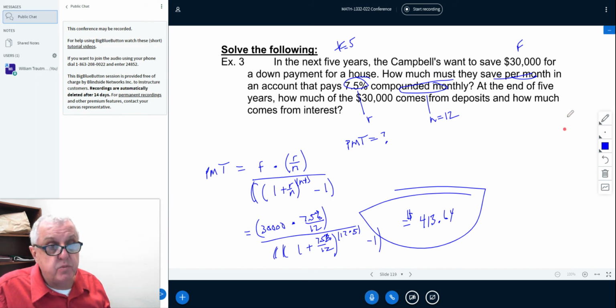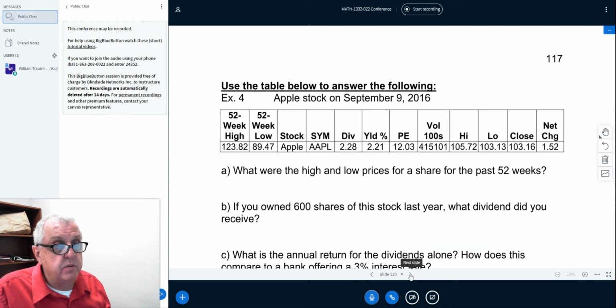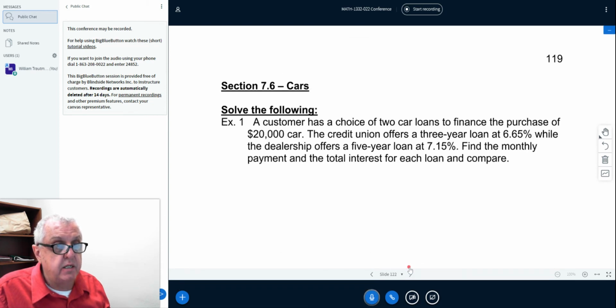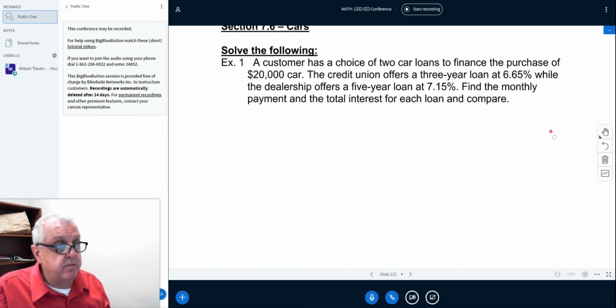Okay, so I'm going to page 119 next. 117, 118, 119. 119, number 1. Okay, we're going to do this one right here.